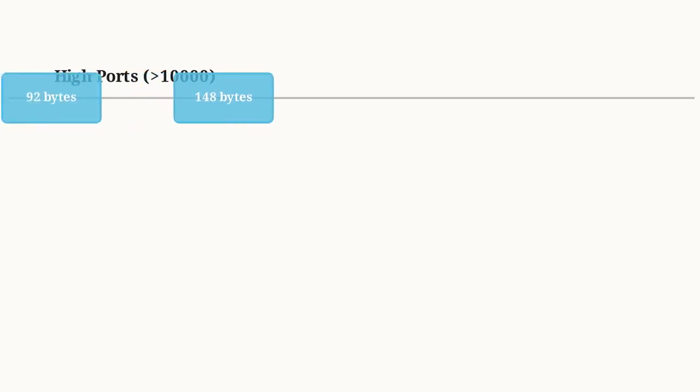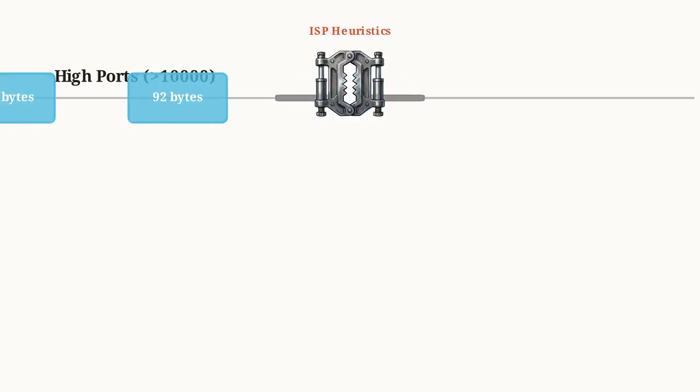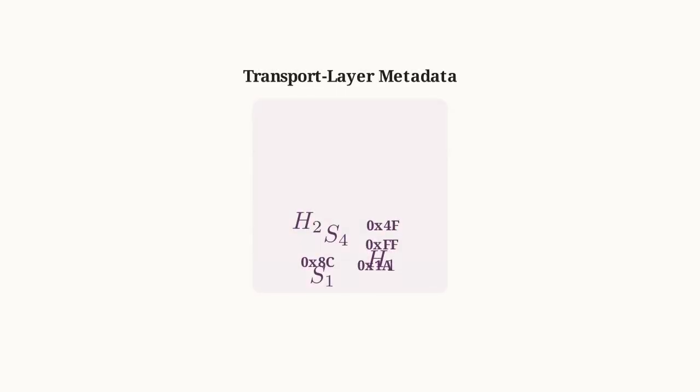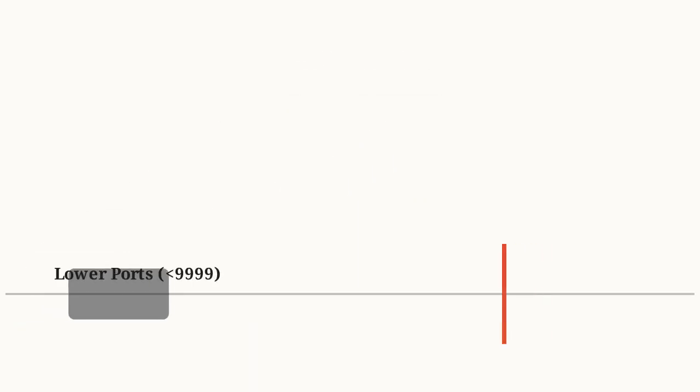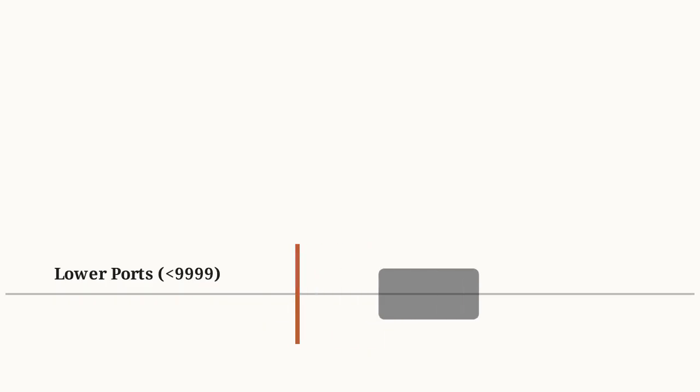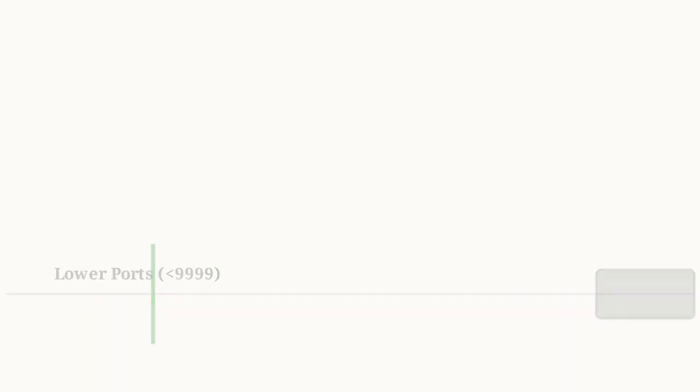State-level internet service providers actively utilize heuristic algorithms to throttle or drop unrecognized UDP traffic attempting to run over high, non-standard ports. Defeating deep packet inspection requires engineering your transport layer metadata. Modifying the port, combined with the protocol's mathematical packet padding, perfectly mimics benign, unblockable web traffic.